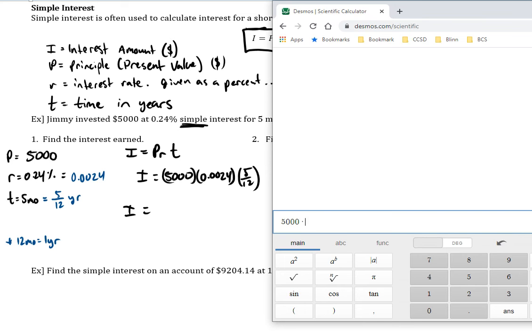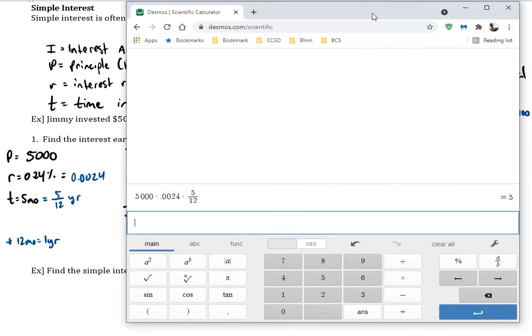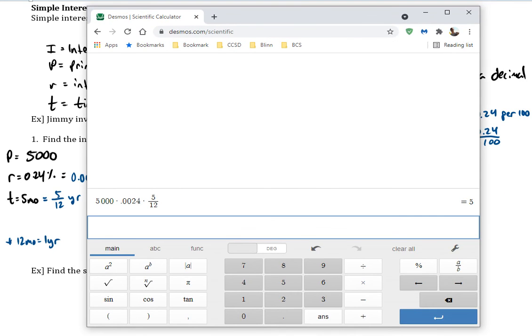So 5,000 times 0.024 times 5 divided by 12. I'm just typing it in. I changed it to actual multiplication instead of the parentheses, and then we'll press enter. And well, you can't see everything, but it all simplified to be just 5.